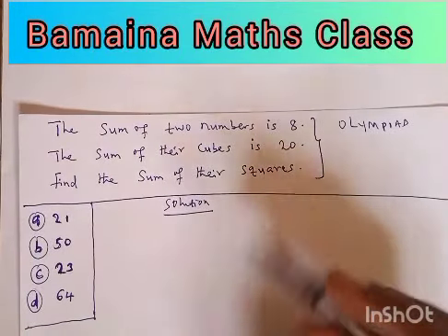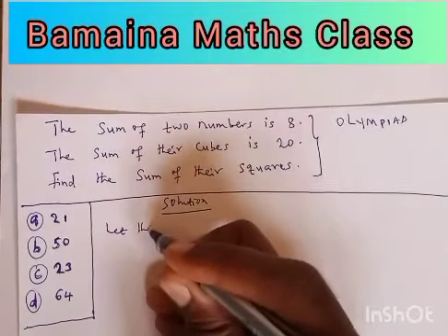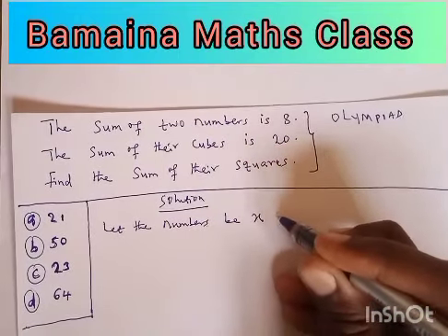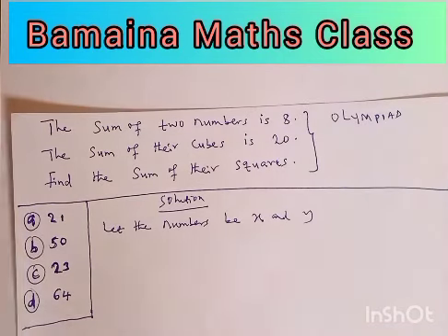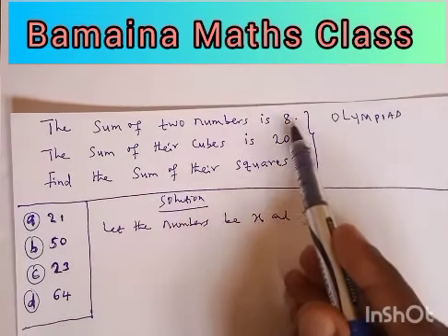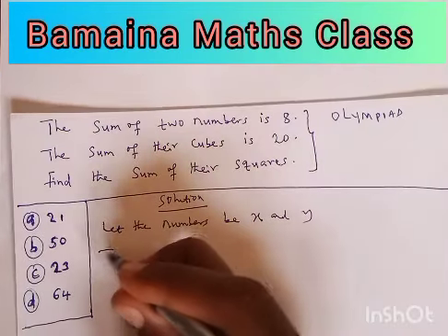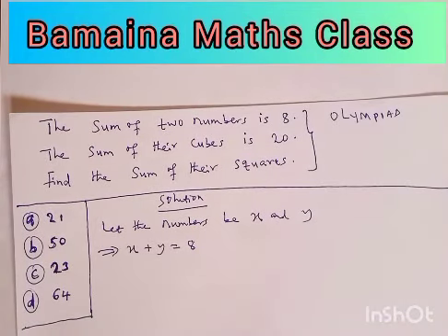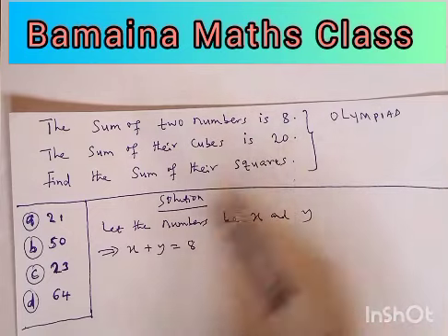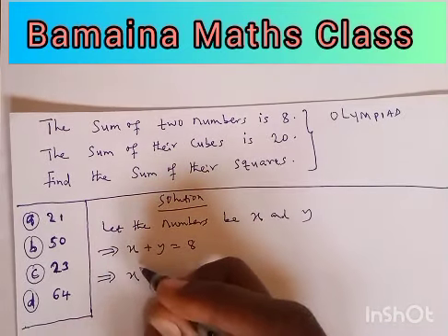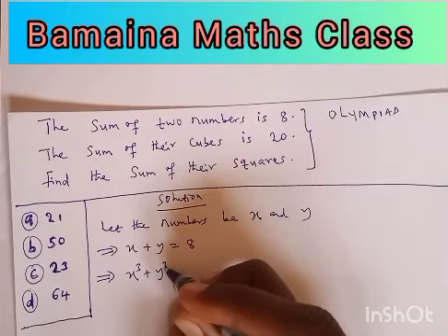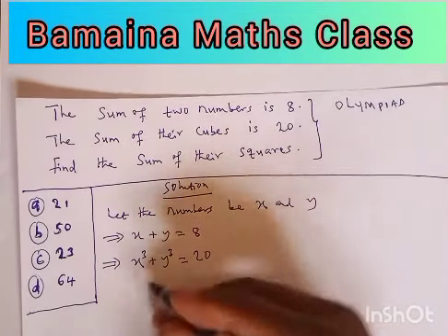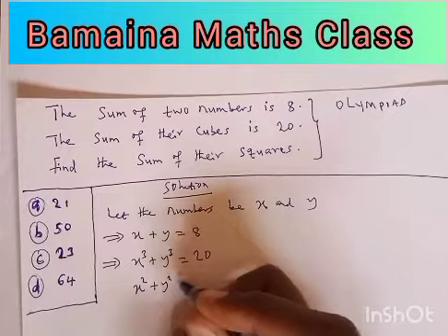We don't know the numbers, so we let the numbers be x and y. From the information, the sum of two numbers is 8. It means x plus y equals 8. Then again, the sum of their cubes is 20. It means x cubed plus y cubed gives us 20. Now find the sum of their squares. It means we are looking for x squared plus y squared.